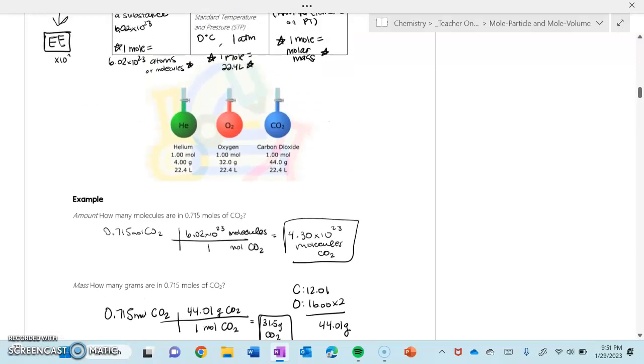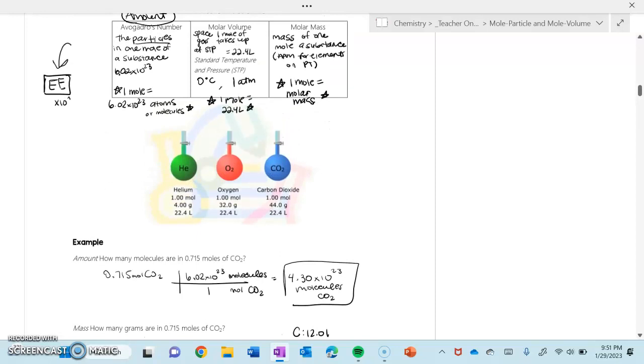We have a picture here just kind of summarizing what we've talked about, that all of these have 1 mole, which would be the same amount of particles, 6.02 times 10 to the 23rd power, atoms for helium, molecules for oxygen and carbon dioxide. They have a different molar mass because of the periodic table masses, and they have the same volume because they are all at standard temperature and pressure, even though they're different gases.